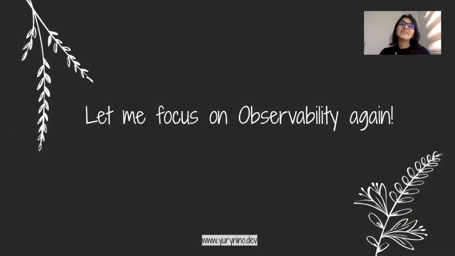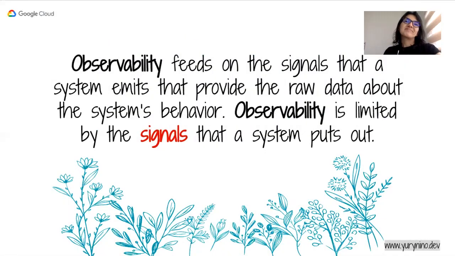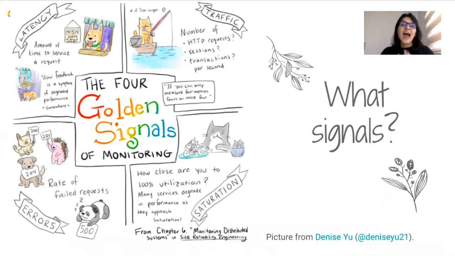Let me focus on observability again. I would like to share this. Observability feeds on the signals that a system emits that provide the raw data about the system's behavior. Observability is limited by the signals and the quality of the signals that a system puts out. I am talking about the four golden signals: latency, saturation, traffic, and errors. Let me remember a short definition for everyone using this beautiful sketch note from Denisio.